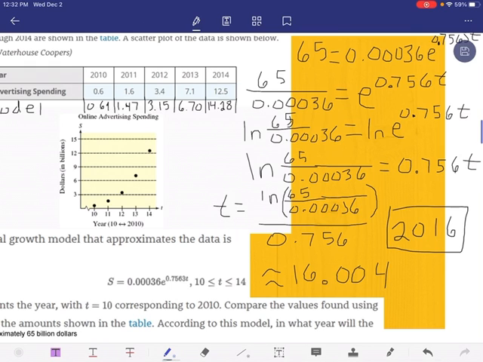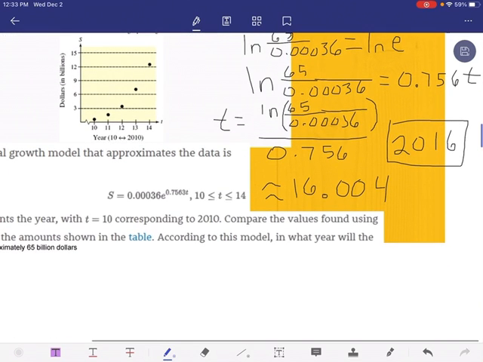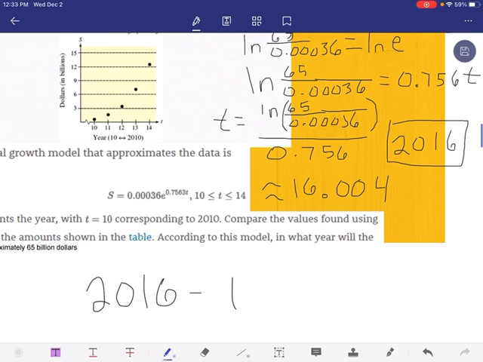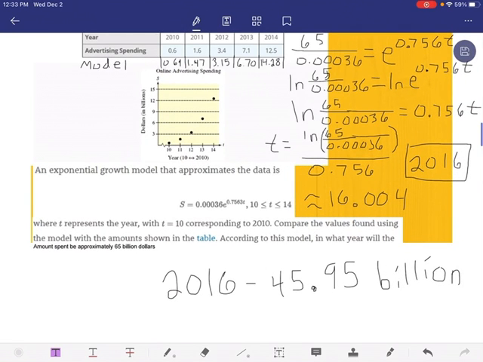And if we were to go ahead and double check and see how much was actually spent in the year 2016, it was about, they said 45.95 billion. So a little bit off, but still kind of within the realm of reason.